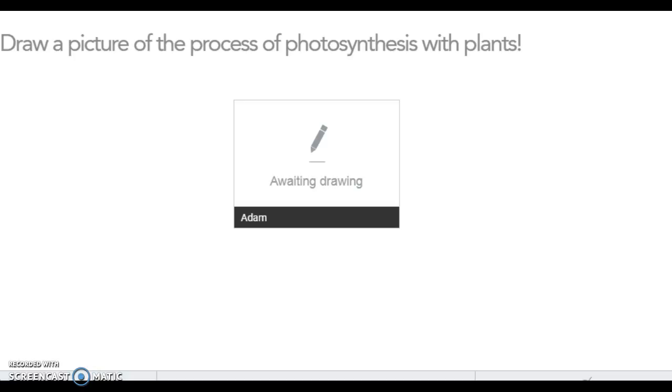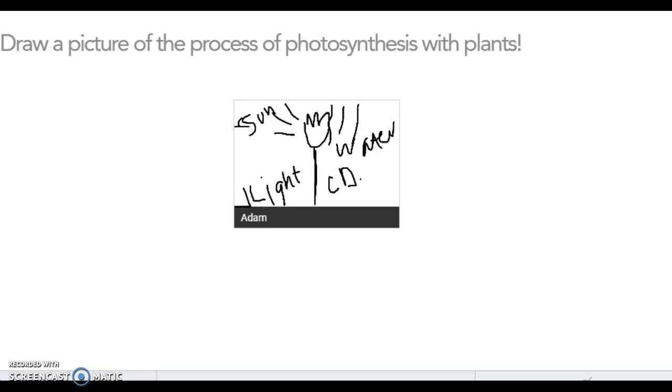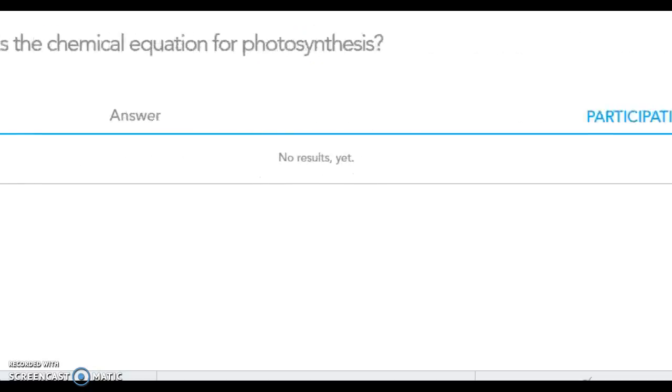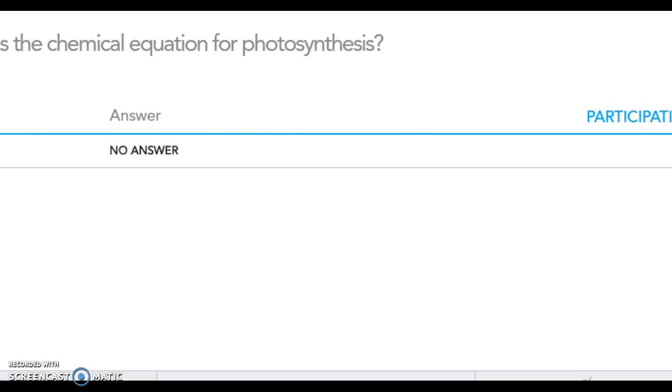Alright, so we're waiting, and awesome. Okay, so we can see Adam's drawing. So he showed the sun, the light, the water, and the carbon dioxide to create photosynthesis. Awesome job, Adam. So what is the chemical equation for photosynthesis?